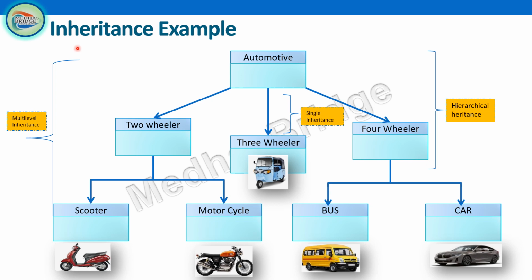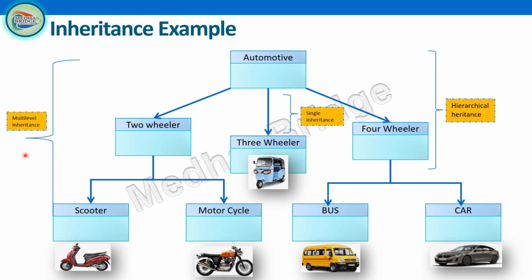Let's look at this example. We have an automotive class, and two-wheeler, three-wheeler, and four-wheeler are the derived classes derived from the base class, the superclass. We have scooter and motorcycle derived from two-wheeler. Scooter is a two-wheeler, motorcycle is a two-wheeler. Similarly, bus and car are derived from the four-wheeler class. Bus is a four-wheeler, car is a four-wheeler, an is-a relationship.